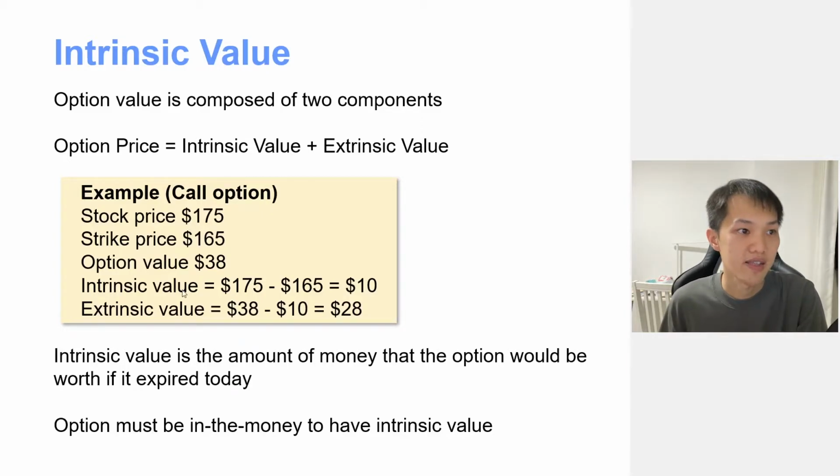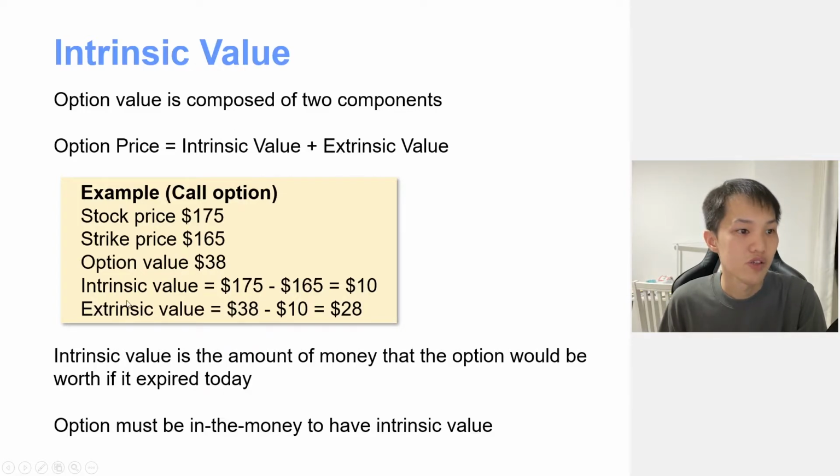So let's take an example here. In this example, we are looking at call options. Let's say the stock price is 175 and the strike price is 165. It means that at maturity, if we want to exercise the option, we are going to pay 165 in order to acquire the underlying stock. If we look at this example, the option value is $38.